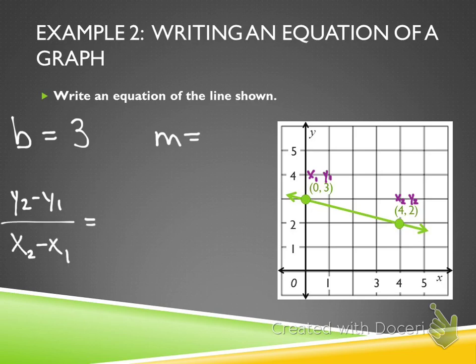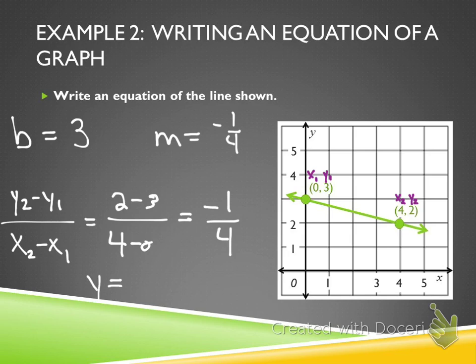Now I just plug in my numbers. Go ahead and plug in your numbers and find your slope. We did 2 minus 3 over 4 minus 0. Does that sound more like it? Yes. -1 over 4 is our slope, right? Is that what you got? Okay, good. So now all you have to do is plug these numbers into your slope-intercept form. So y equals -1/4 x plus 3.